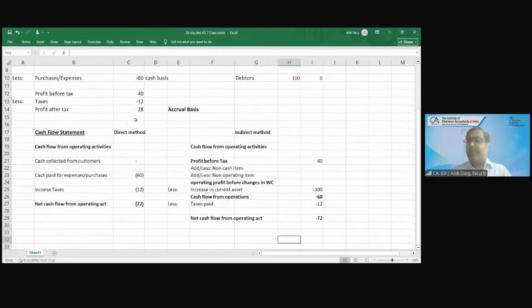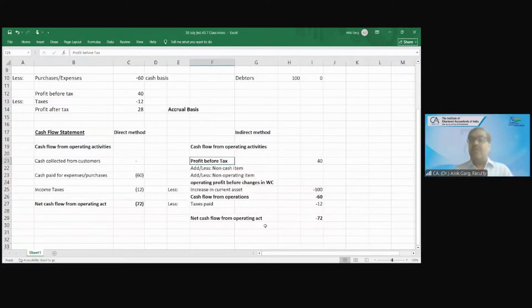Is that clear? Any doubt? The answer is same, 72. But here we have started from accrual to arrive at cash. On the left side, we have only taken cash. Friends, is this direct method, indirect method clear? Yes, sir. Clear, sir. So you understood this. The answer is same in both the cases, right?